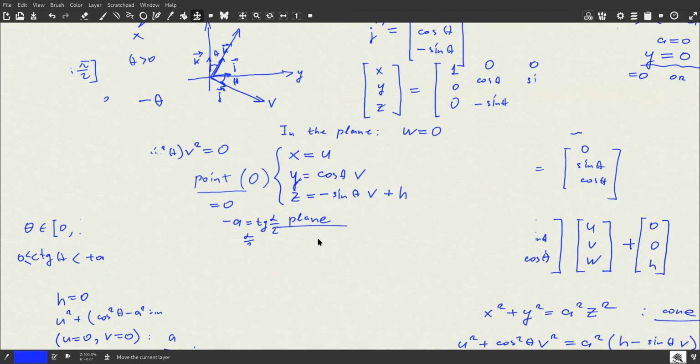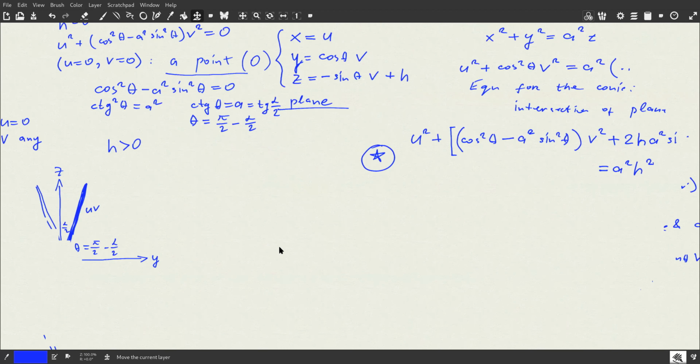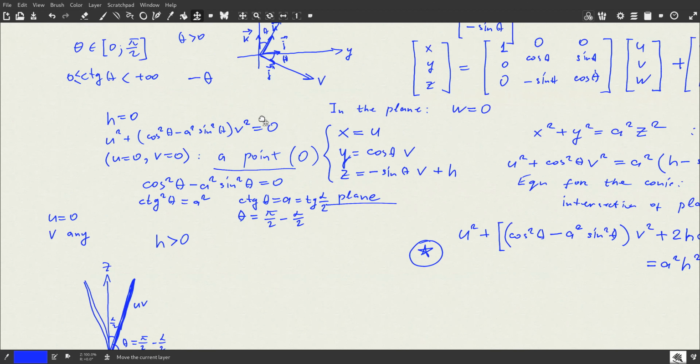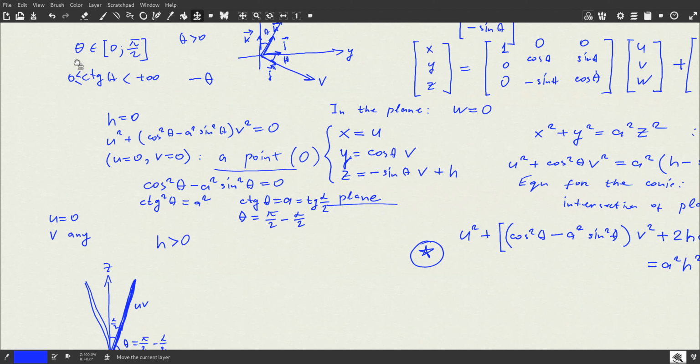So this actually exhausts the degenerate case h equals 0, a very, very degenerate case when our plane comes through the vertex. H equals 0, intersection at, well, apex or vertex. At apex, degenerate case.